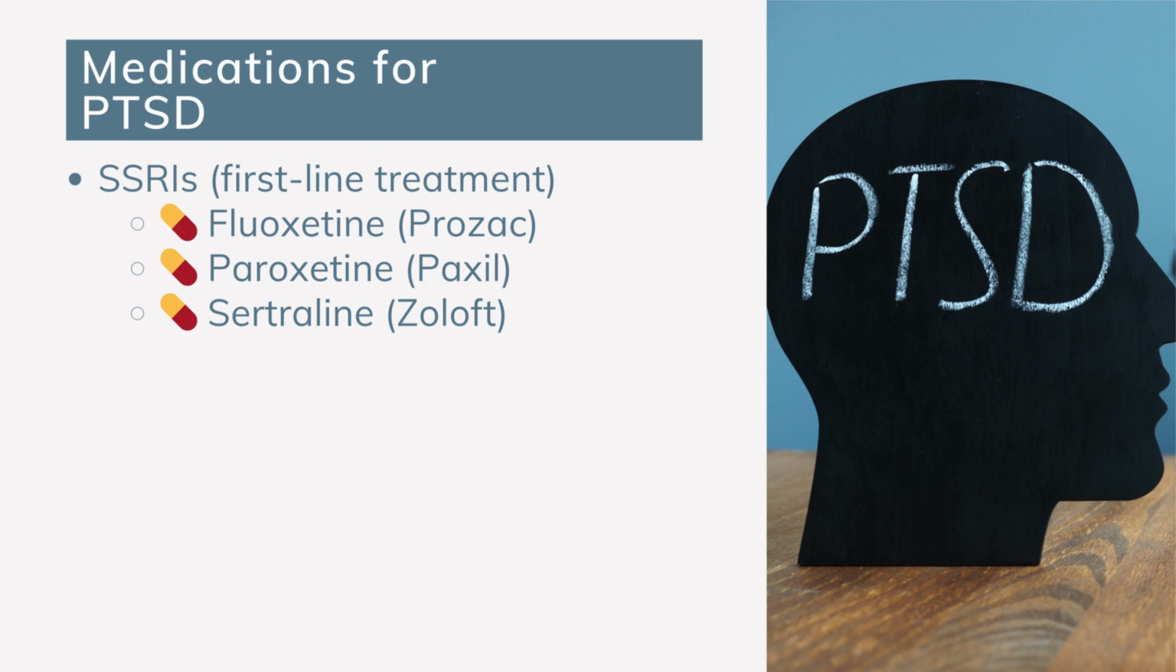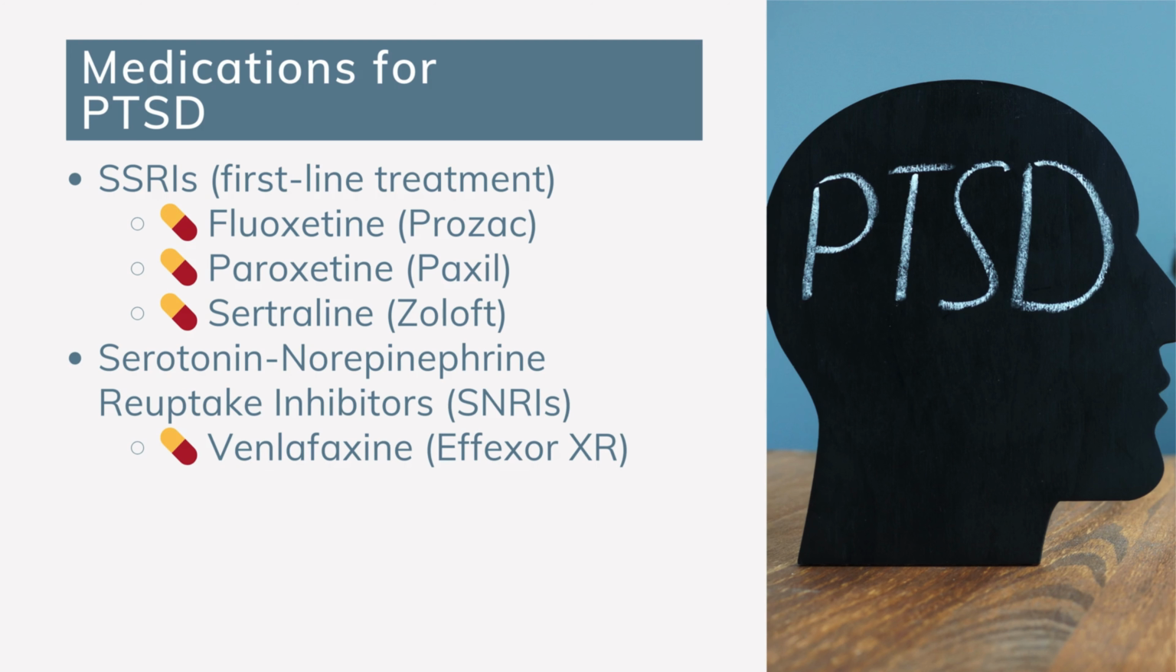1, we have the selective serotonin reuptake inhibitors, or the SSRIs. These are the first-line treatment for PTSD. These include Prozac, Paxil, and Zoloft. They work by increasing serotonin levels, which helps regulate mood and anxiety. This will benefit patients with depression, anxiety, and intrusive thoughts.